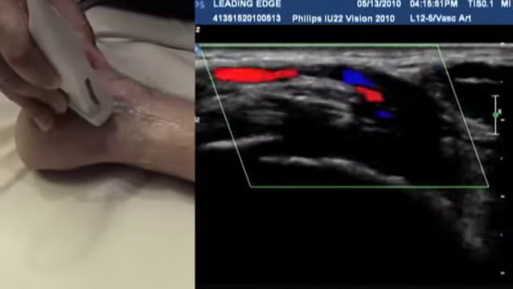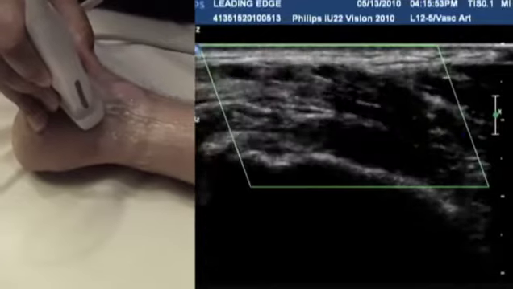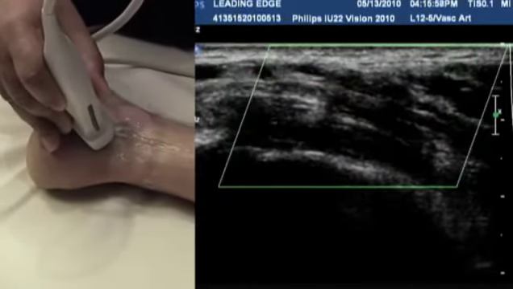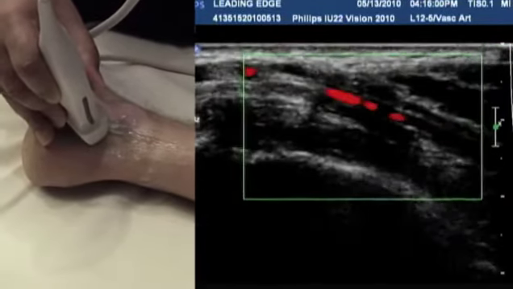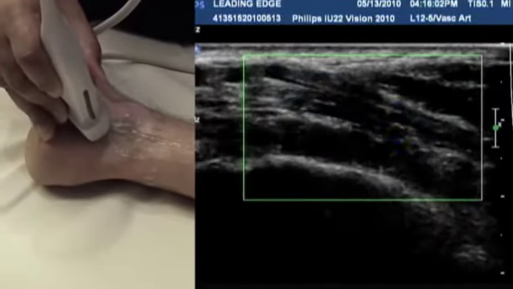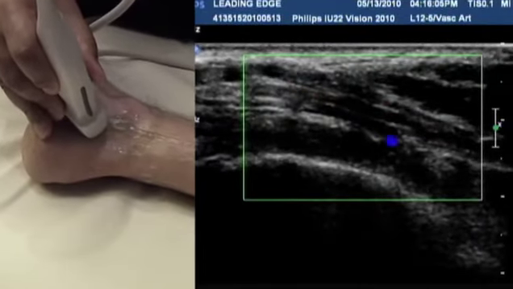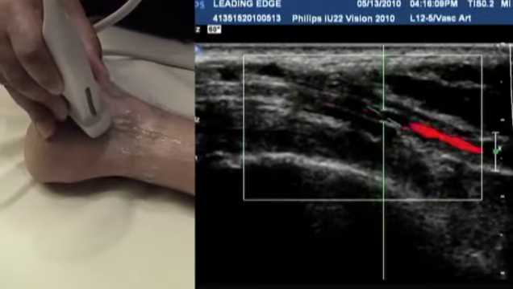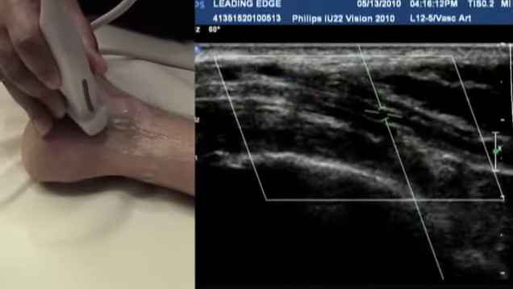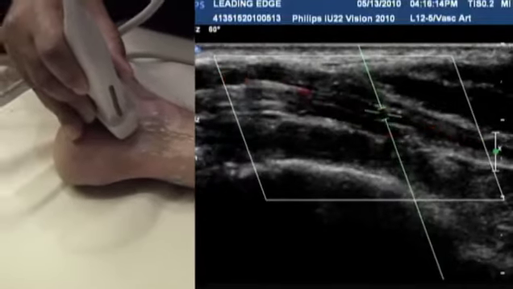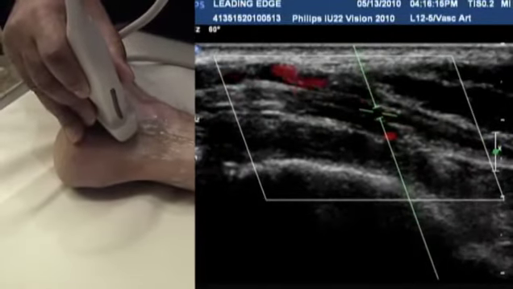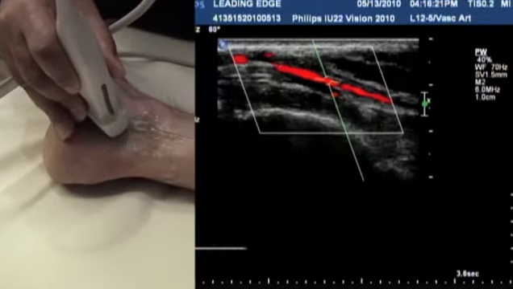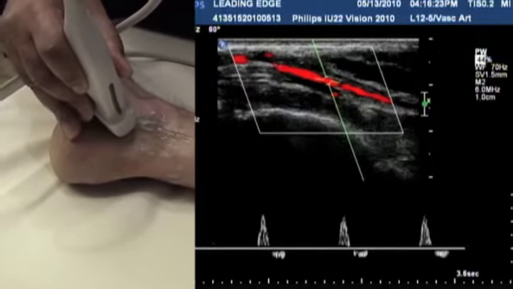You can see now that the vessel is kind of moving away from us as it works its way into the deeper part of the foot here. This is your very distal posterior tibial artery and veins. Let's listen to see what that sounds like at this level. Okay. Let's just decrease that scale and increase the gain a bit. Very nice. Nice normal waveform at this level.